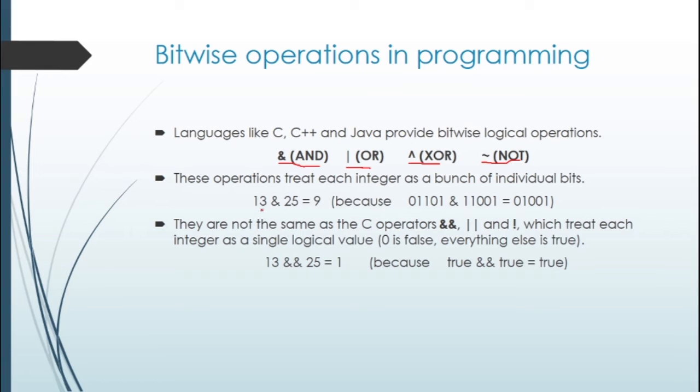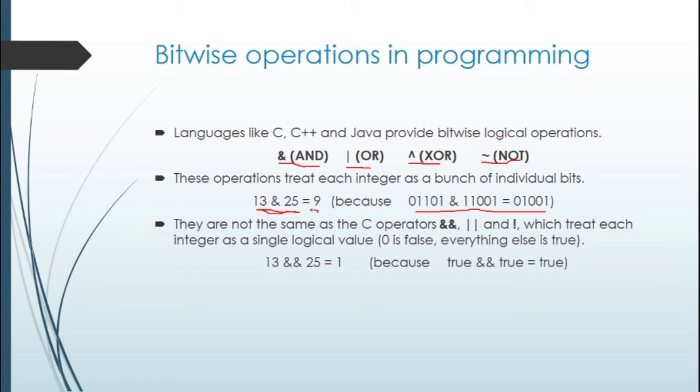So 13 ampersand 25, that means 13 AND 25, will result in 9, because each bit generates the corresponding bit value as output. The operation is done on the corresponding bits and the result is shown as the output.